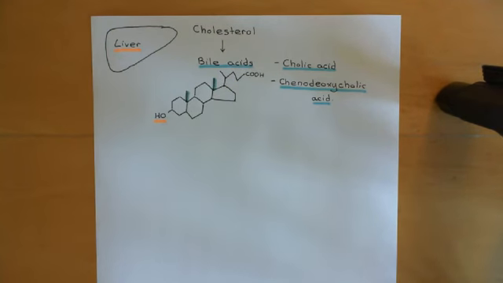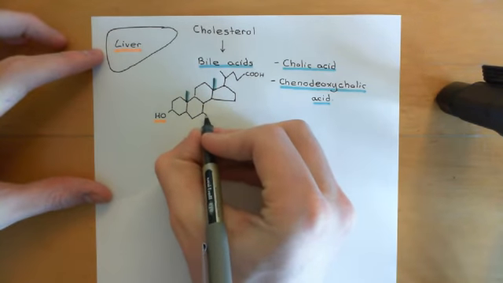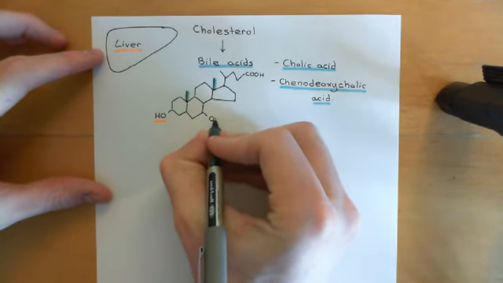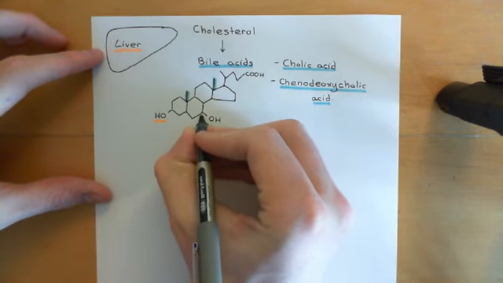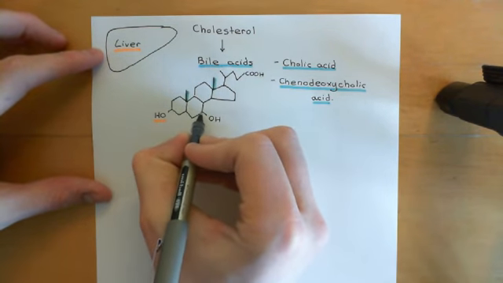Okay, right, now, that's not finished yet. We need to add 2 more structures on to get cholic acid, only 1 to get chenodeoxycholic acid. So to get cholic acid, what we have to do is we add an alcohol group onto this carbon down here, which is carbon number 7, 1, 2, 3, 4, 5, 6, 7.